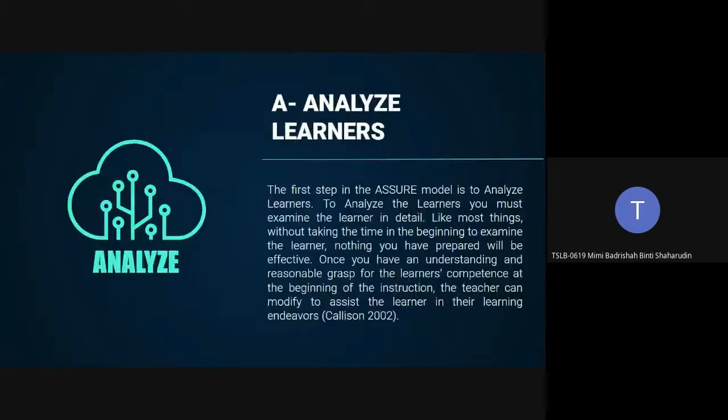Okay, so to start off, A is for analyze learners. The first step in the ASSURE model is to analyze the learners. To analyze the learners, you must examine the learner in detail. Like most things, without taking the time in the beginning to examine the learner, nothing you have prepared will be effective. Once you have an understanding and reasonable grasp of the learner's competence at the beginning of the instruction, the teacher can modify to assist the learner in their learning endeavors. This is from Carrison 2002, and this is what analyze the learners means.